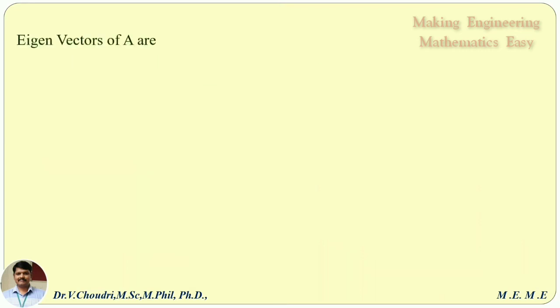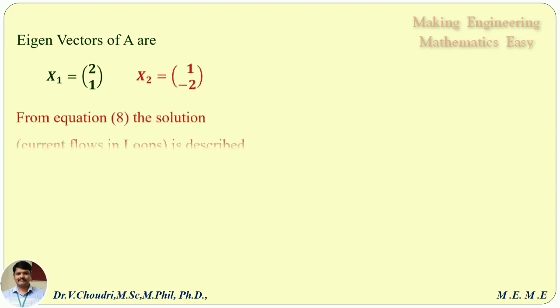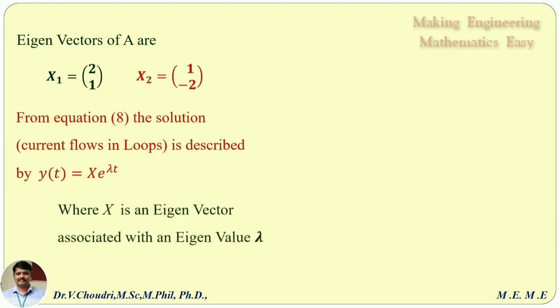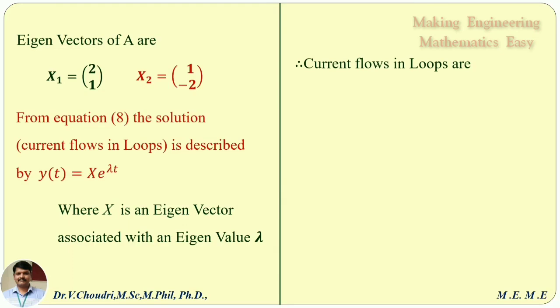Now we conclude the eigenvectors of the matrix A are (2, 1) and (1, minus 2). From equation 8, the solution for current flows in loops is described by y of t equal to x into e power lambda t, where x is an eigenvector corresponding to eigenvalue lambda. Therefore, the current flows in loops are y1 of t equal to (2, 1) e power minus t, y2 of t equal to (1, minus 2) into e power minus 6t.